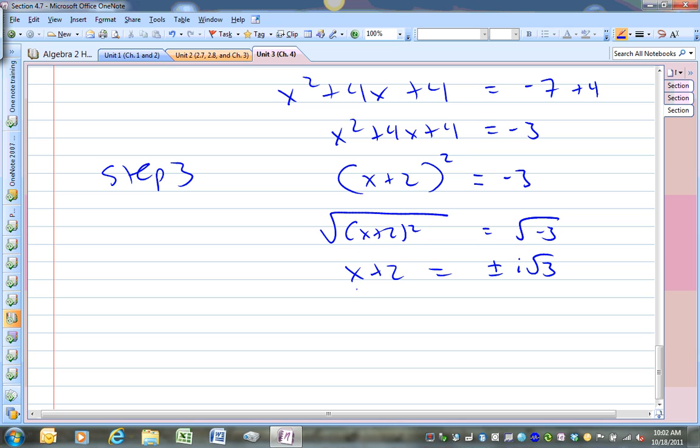So it's also an extension of 4.6, looking at complex numbers. And that's our answer.